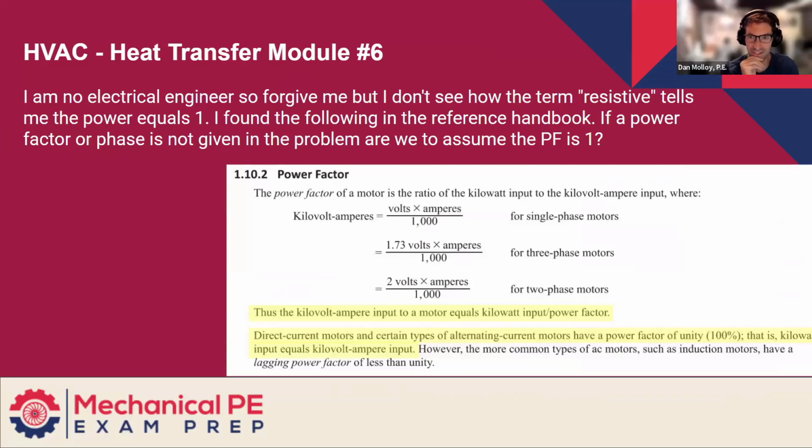I'm no electrical engineer, so forgive me if I don't see how the term resistive tells me the power factor equals 1. I found the following in the reference handbook. If a power factor or phase is not given in the problem, are we to assume the power factor is 1? Probably yes. In an ideal world, everything would be easy if the power factor was always 1.